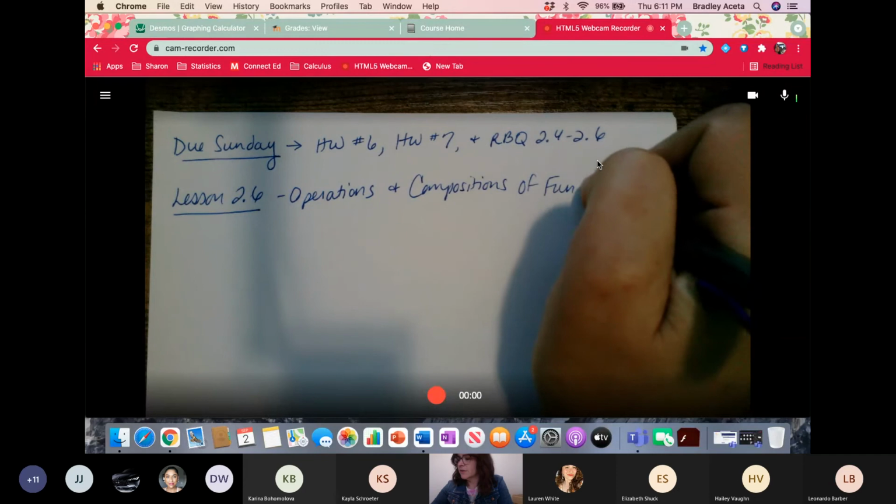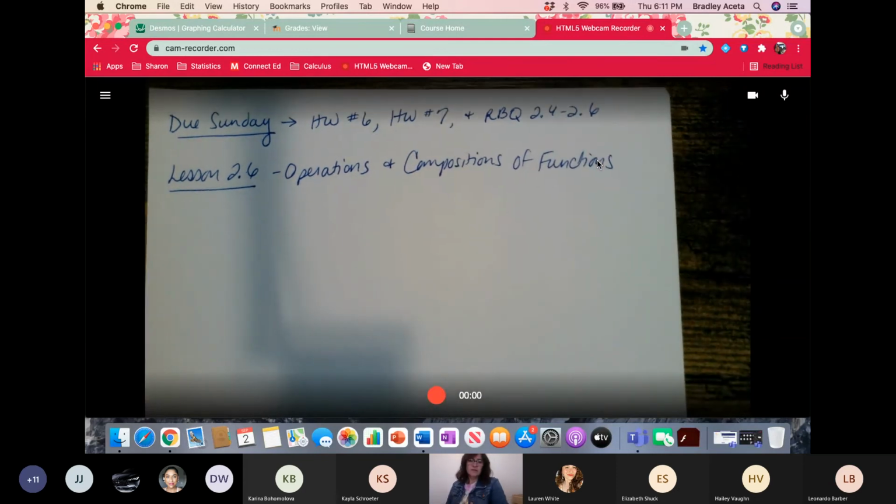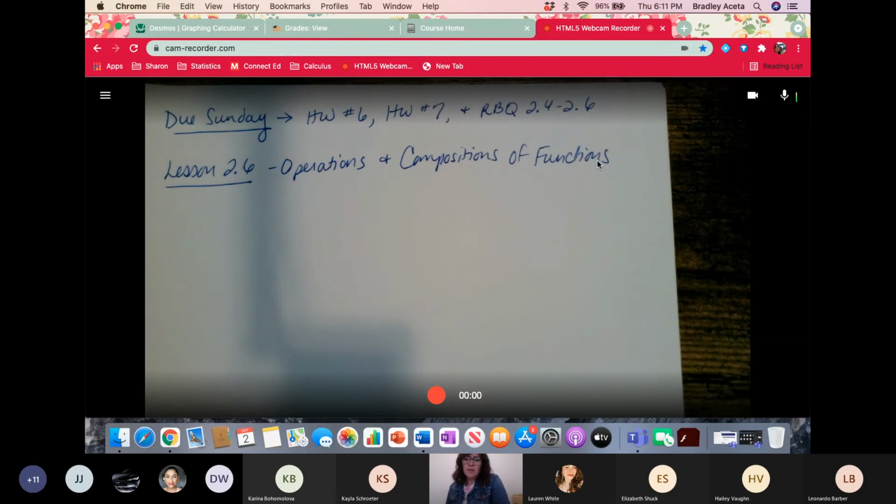Operations and compositions of functions. Okay. So on everything you learn in mathematics, you have operations. When you first learn about numbers, you learn to add and subtract and multiply and divide. When you first learn about fractions, you add, subtract, multiply, and divide. I mean, all the way on up. Then you learn about polynomials and you add, subtract, and divide. Well, same idea is with functions.